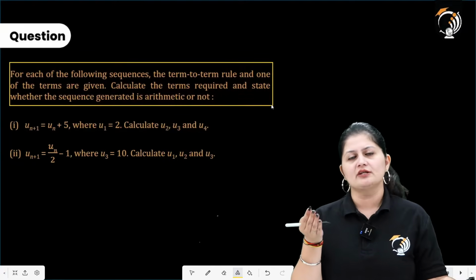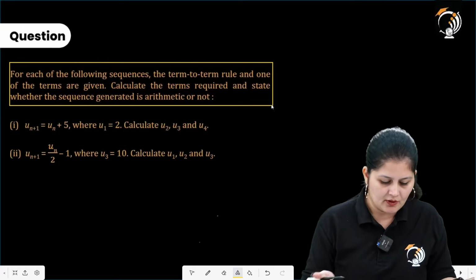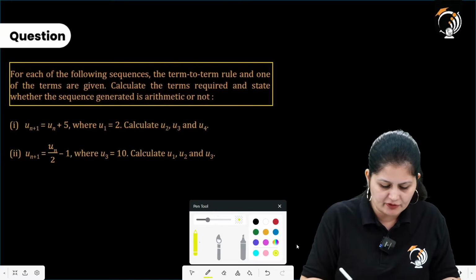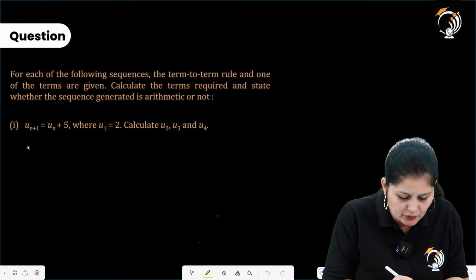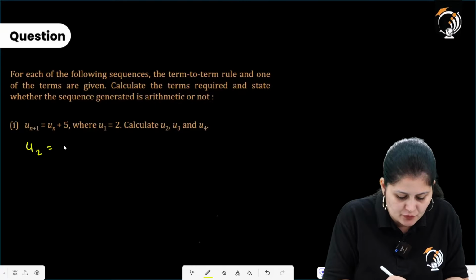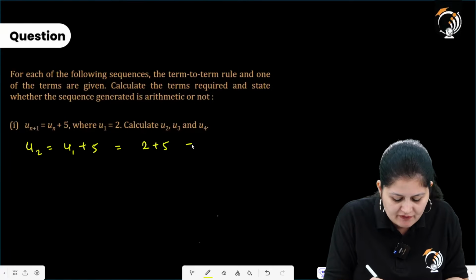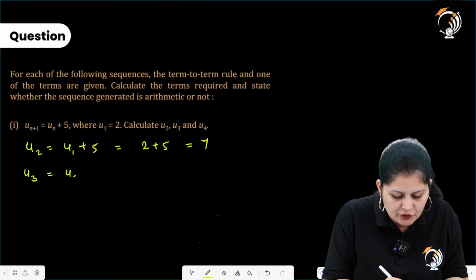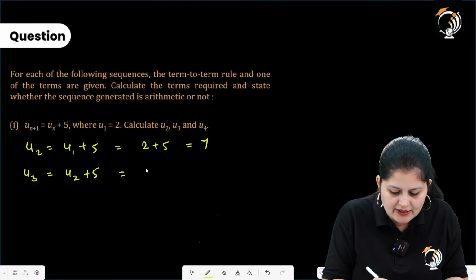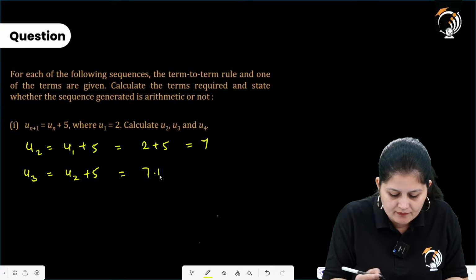Let's read the first part of it. In the first sequence, we are provided with u1 equal to 2. To get the value of u2, it is u1 plus 5, which is 2 plus 5, nothing but 7. To get the value of u3, it is u2 plus 5. Correct? So that is 7 plus 5, which is equal to 12.